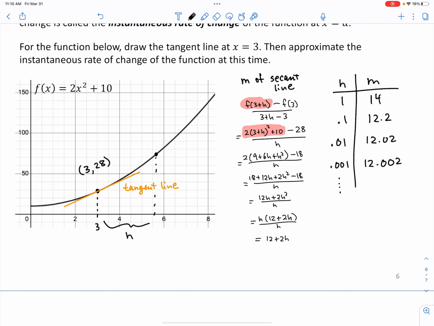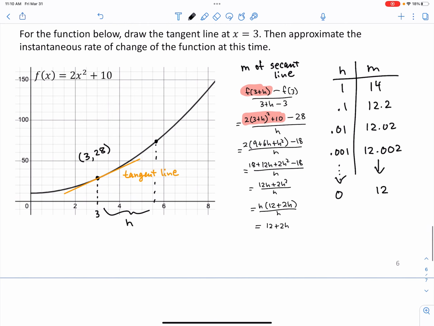And as this gets closer to 0, as this approaches 0, this slope over here appears to be approaching 12, which is our prediction of what the slope of the tangent line is going to be. So we're going to say the slope of the tangent line is 12.